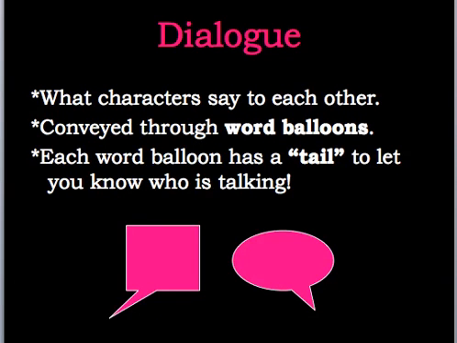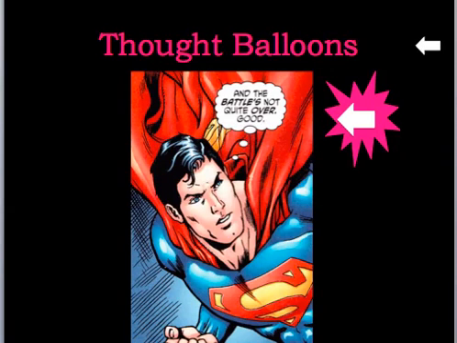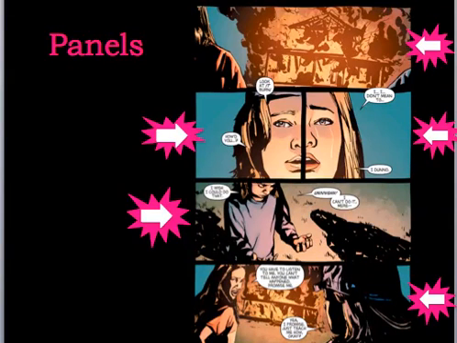So dialogue: what characters say to each other, conveyed through word balloons. Each word balloon has a tail to let you know who is talking. So here we've got Superman, and he's having a thought. He's not saying it out loud, and he's saying, "And so the battle is not over for good." So these are the panels, and within the panels, you get to see what she's saying. So the various tails are connected to her.